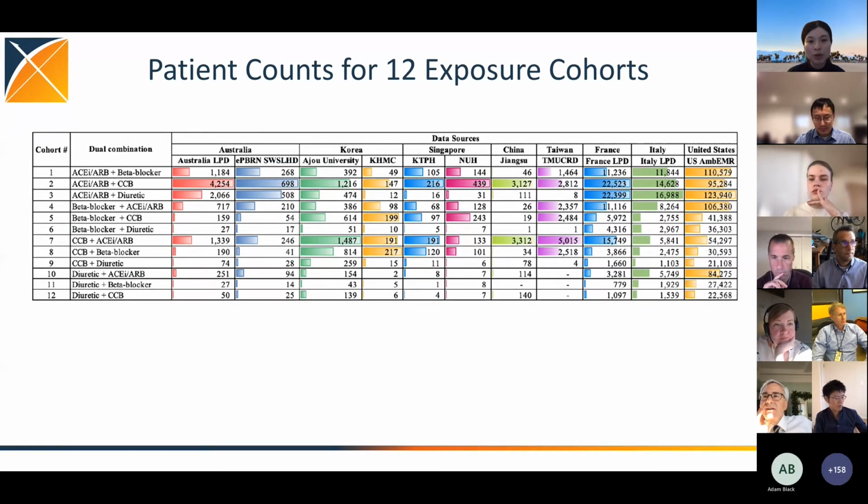Now here is a table showing you the distribution of dual combination therapies across these 11 data sources. By just looking at the colors, you can see there's variation in treatment utilization for hypertension escalation. For example, in the Australian database, cohorts number 2 and number 3, which means starting ACE and ARB first, followed by a calcium channel blocker or diuretics, are common. However, when you look at the Korean database, cohorts number 7 and number 8, starting CCB first and then following with an ACE, ARBs or beta blockers, are more common in this country. Next slide.